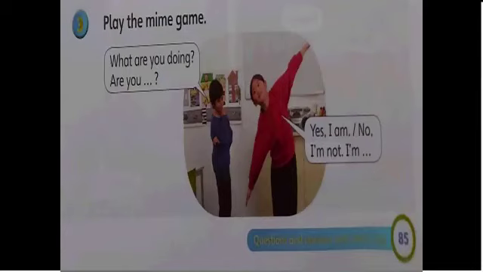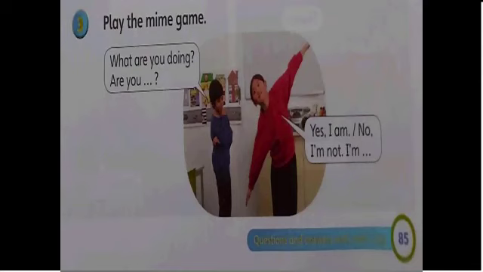Now please go to exercise 3. Play the mime game. Miming means acting, يعني لعبة تمثيل. Okay, so they are acting something, asking each other questions in order to guess what she is doing. So, look at the picture. What can you see in the picture? I can see 2 girls. They are playing a mime game.